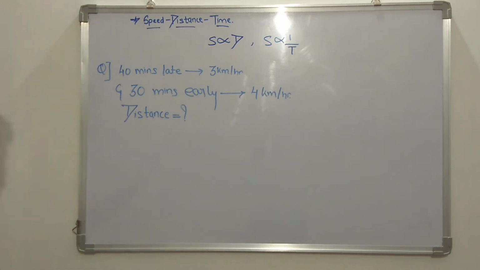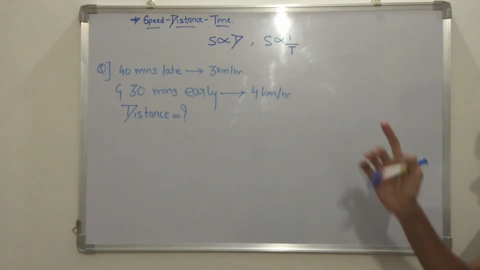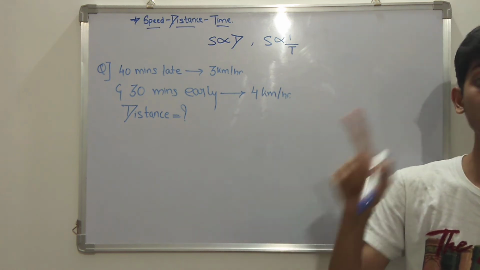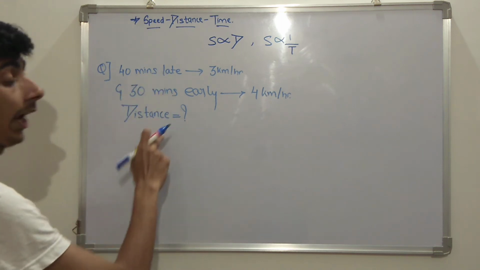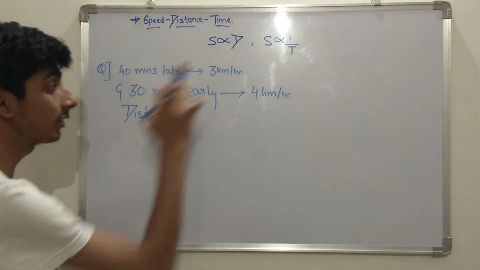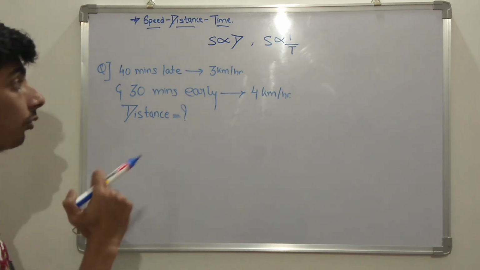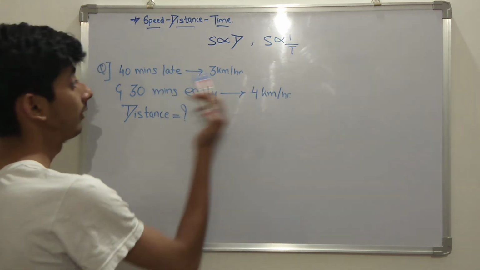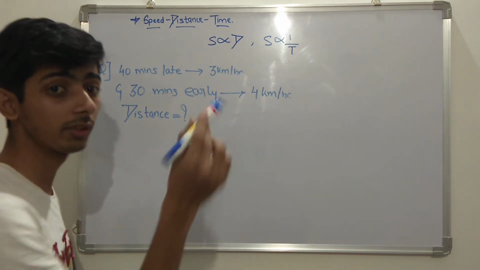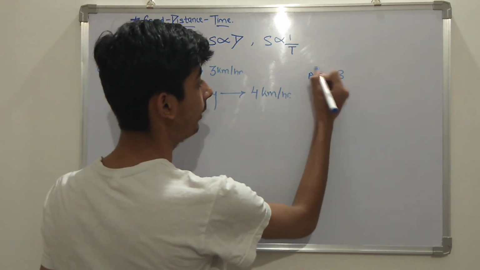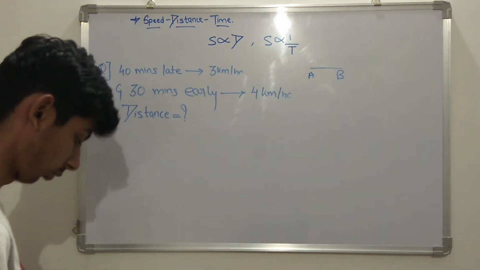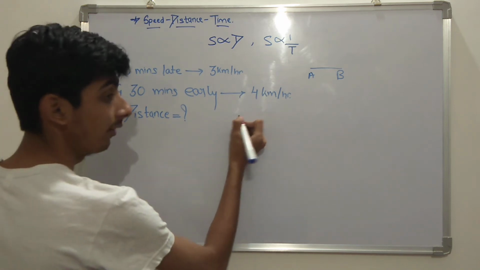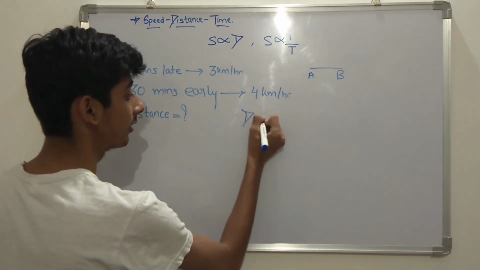Now see, for any question of this type on speed, distance and time, any one of the three parameters would be a constant. Currently we have to find the distance, but the distance is constant over here. Means if you are going to a job from a fixed position A to B, then this distance is fixed, but the speed and time vary. So we know that speed is equal to distance upon time, therefore distance is equal to speed into time.